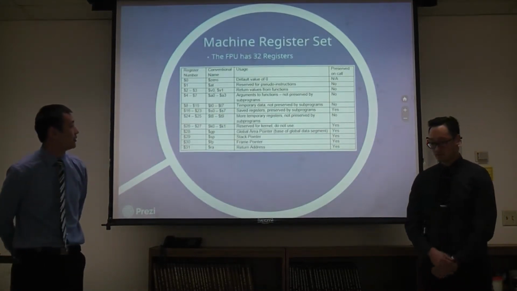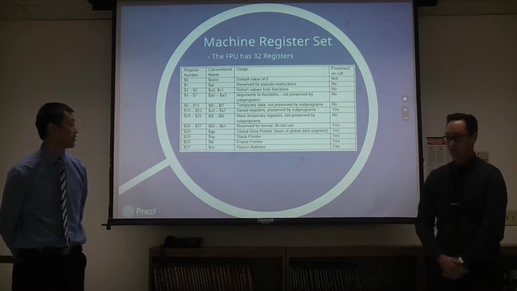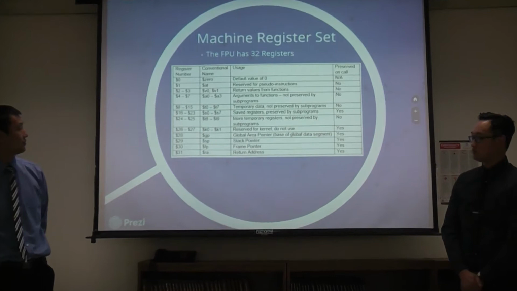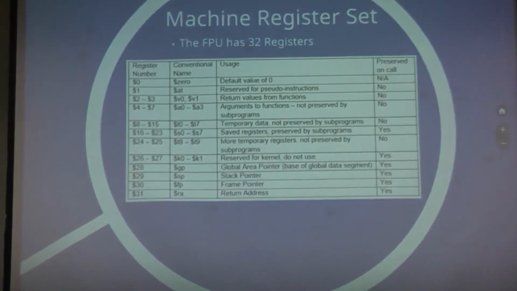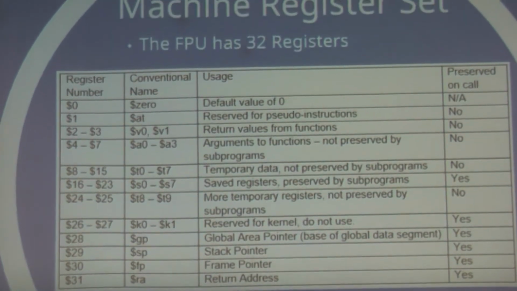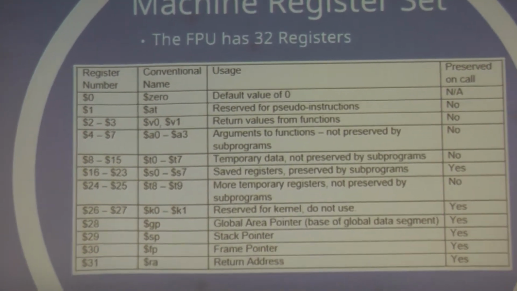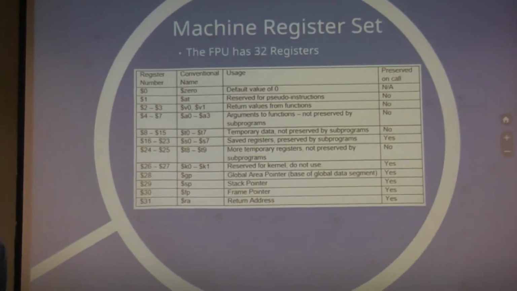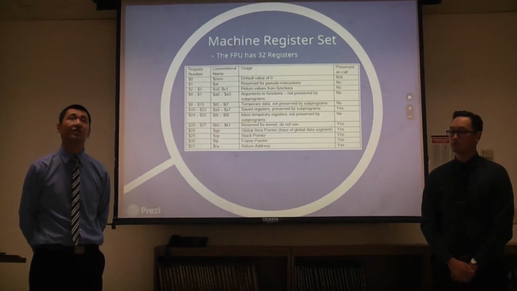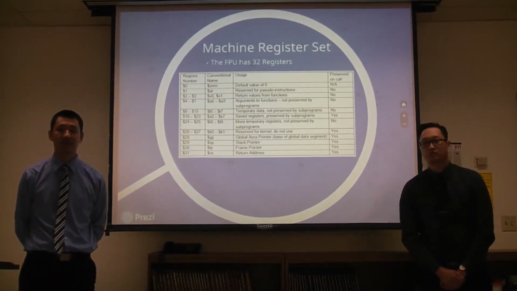Here's the register file as part of our register set. Some of the highlights of the register file are register 0, which has a default value of 0. It's a read-only register, which means it will never be changed. Register 29 is our stack pointer, which points to the top of the stack, and register 31 is the return address, which is essential to our jump and link instruction, as it saves the address.